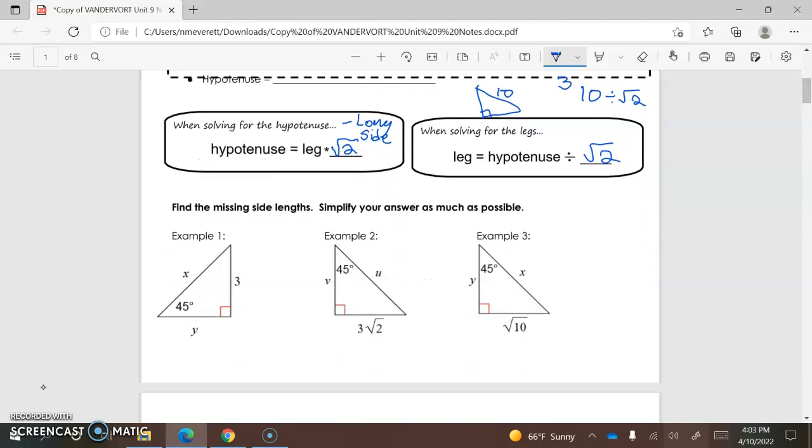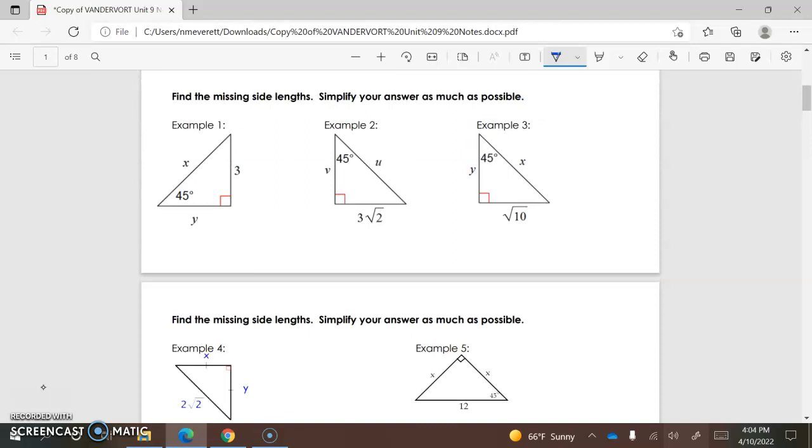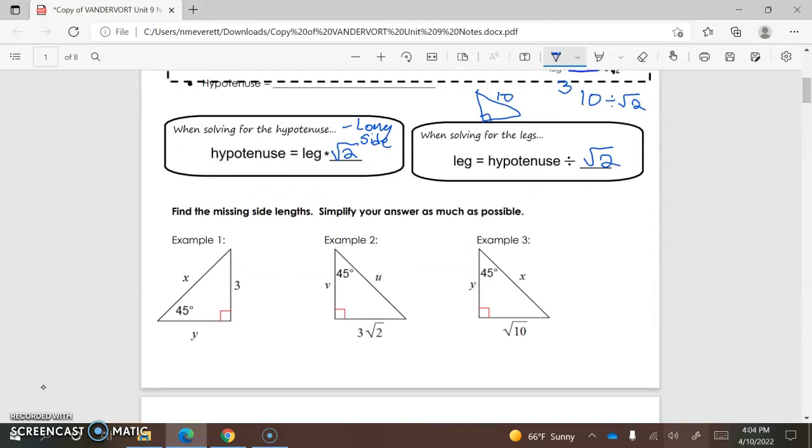Okay, so let's go ahead and find these missing side lengths. We go to example 1 here. We see that this is 45 degrees down here. That instantly tells me that this one up here is also going to be 45 degrees. So we know that we're dealing with a 45-45-90 triangle. Let me look for the legs here.